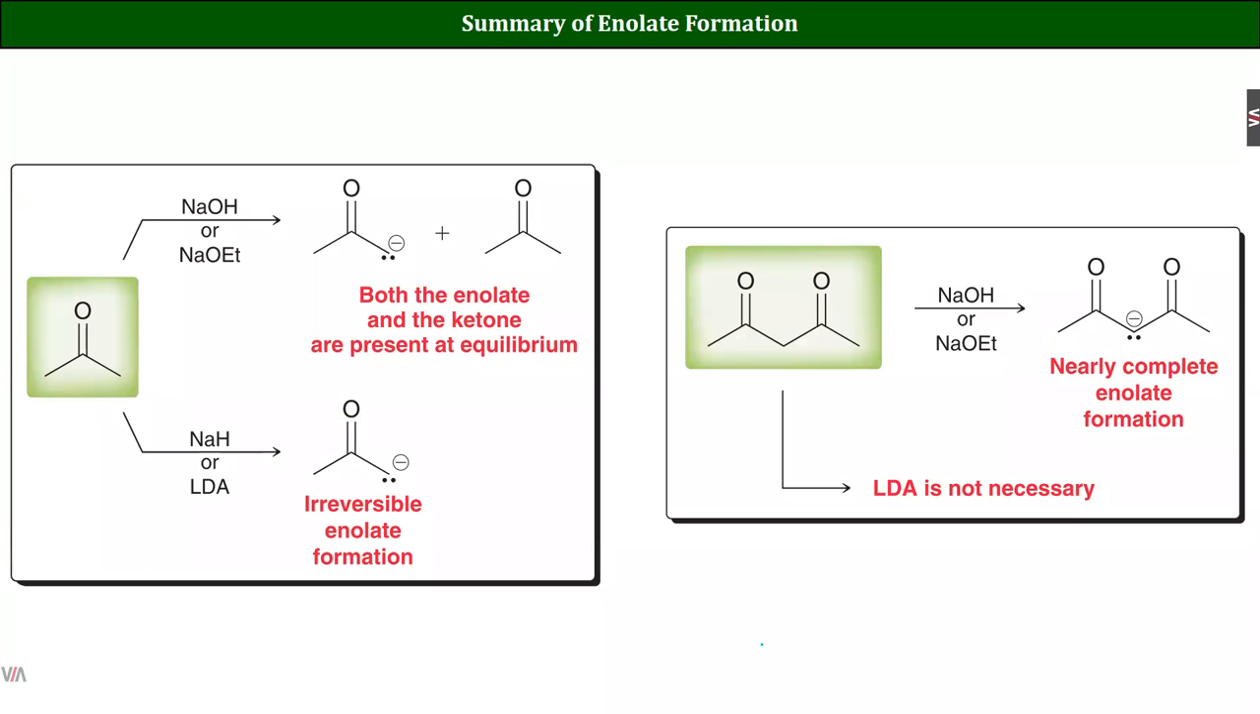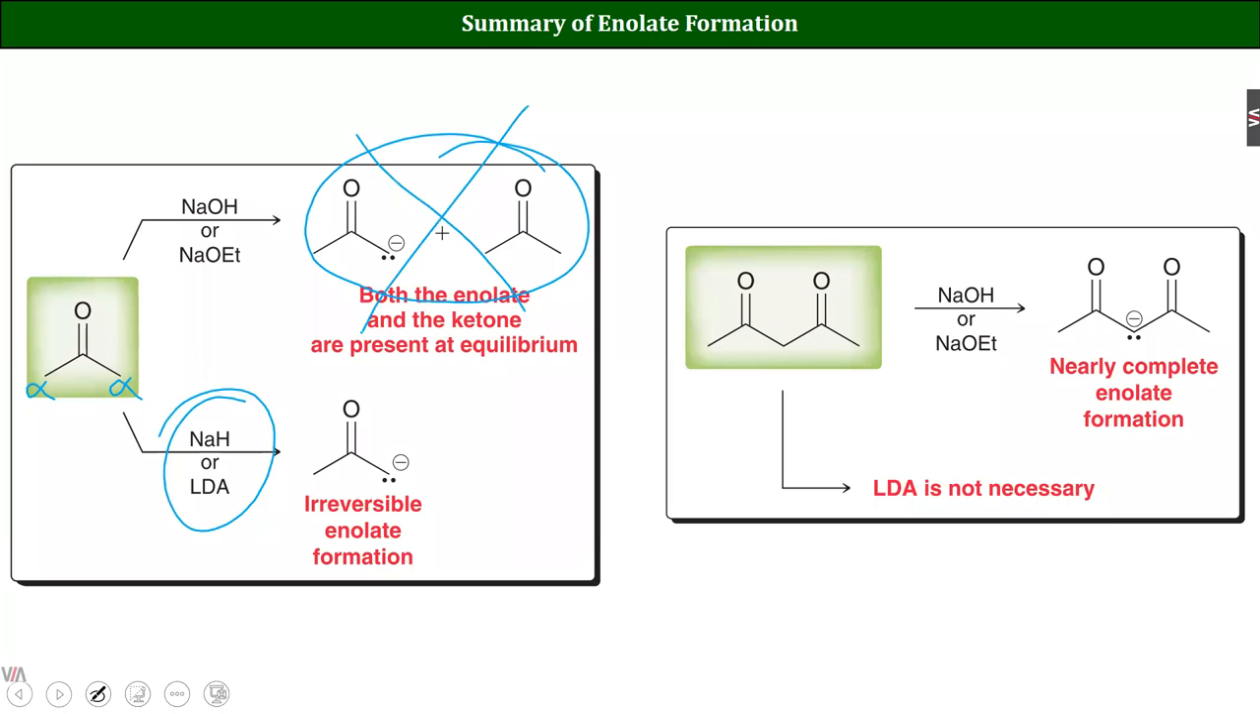If it's just a regular ketone, and you're trying to deprotonate it, you can use hydroxide or ethoxide, but you wind up with both of these present in equilibrium and they can react with each other. The better option is to use these. However, if it's a beta diketone that's doubly stabilized, you only need these regular strong bases, not the super strong bases.